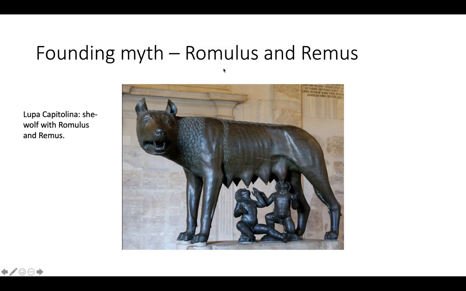one of the most well-known ones, the myth of the founding of Rome by brothers Romulus and Remus. Romulus is the founder of Rome, you can tell because his name, Romulus, Rome. Okay, so here's sort of an artistic representation of the Romulus and Remus myth. You might know this myth. Basically, these two boys are preserved in the wilderness by a wolf who suckles them. She-wolf.